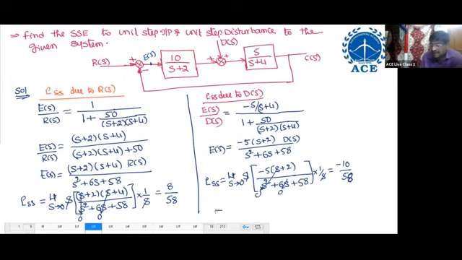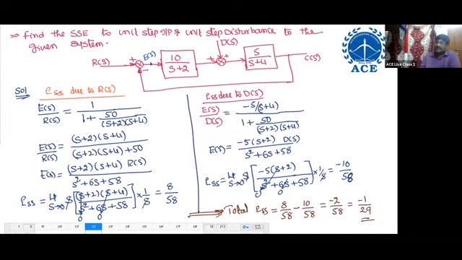Then find the total ESS. Total ESS means both should be added. That means 8 by 58 minus 10 by 58. That is minus 2 by 58, which is minus 1 by 29. That's all. This is the answer. I think correct. Correct. Very good.